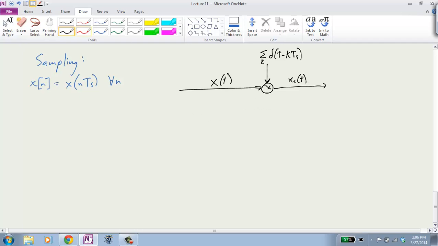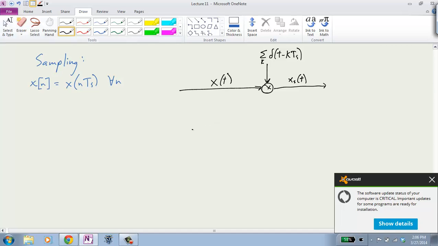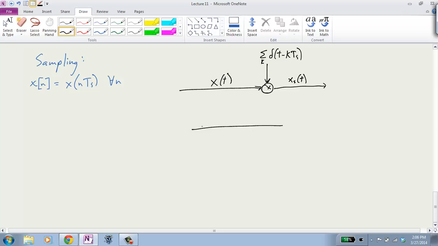So if x looked like this, then this is x. Let me do that in blue. Then what's going to happen is you're going to get delta functions, let's say at times 0, ts, 2ts, and so forth. So after doing this multiplication, you're going to get these delta functions, right? That's your output of this sampler.